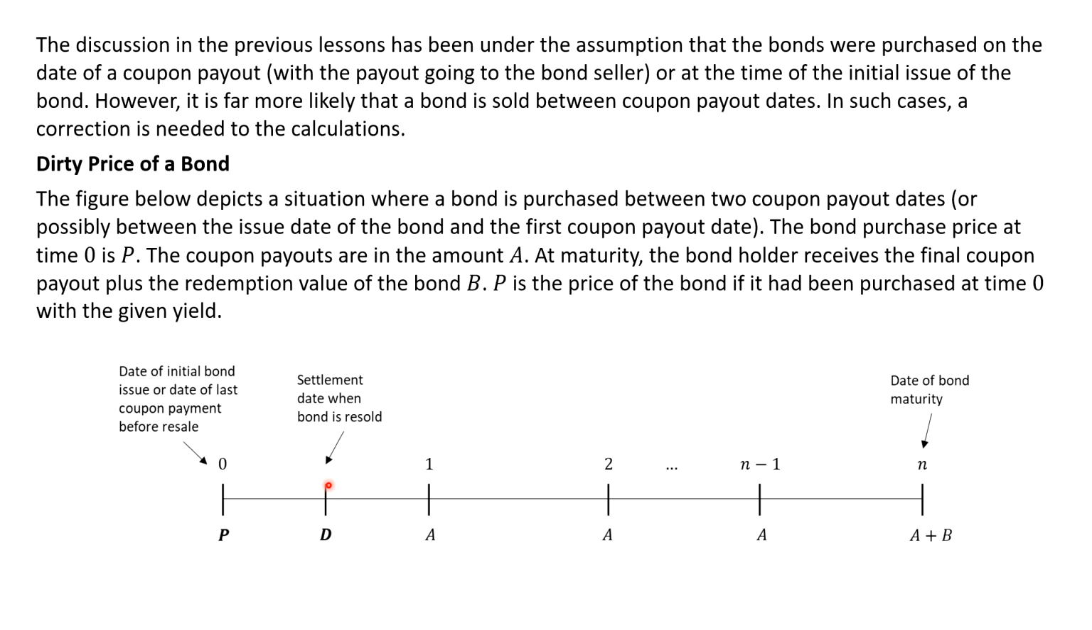So let's say it's 6 months in and they sell the bond to a customer, or it could be between two coupon payments. So we need to look at that case. How much should the bond be charged for in that intermediate time there?